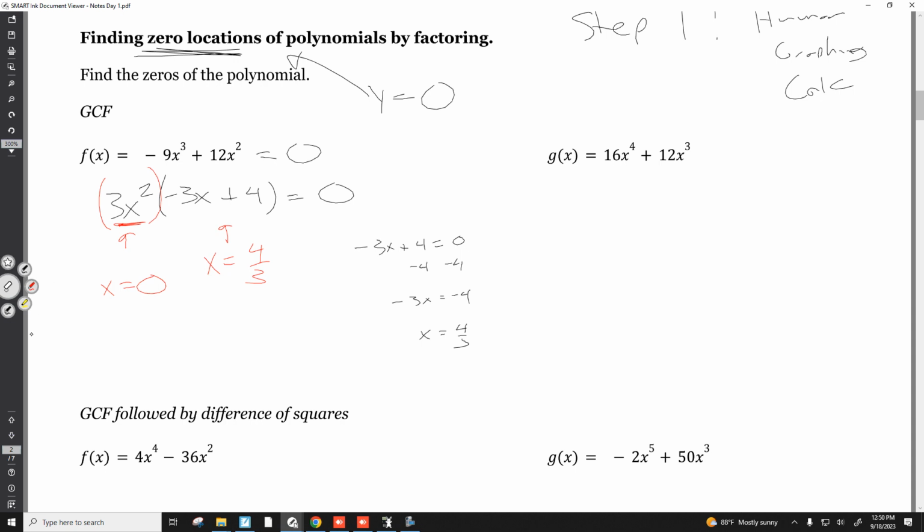Good. Probably 4x cubed times 4x plus 3. X equals 0 comes from that x. X equals negative 3/4 comes from this factor set equal to 0.